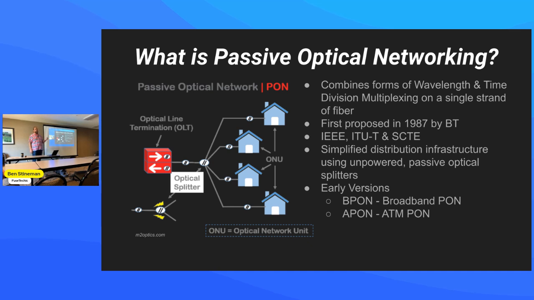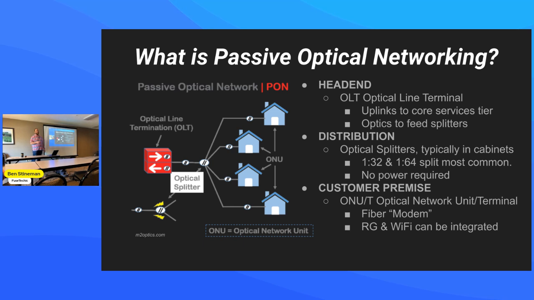It differs from other active technologies in that it's passive. It doesn't require power at the lower distribution layers, and that's one of the big cost benefits: you don't have to power things so close to the home. You can run them passive and you don't have to maintain additional pieces of powered equipment in the field like amplifiers as much. Some of the early versions, which we're not even going to bother talking about, were broadband PON and asynchronous transfer mode over PON, using old ATM technology over passive optical network. Just mentioning to acknowledge their existence.